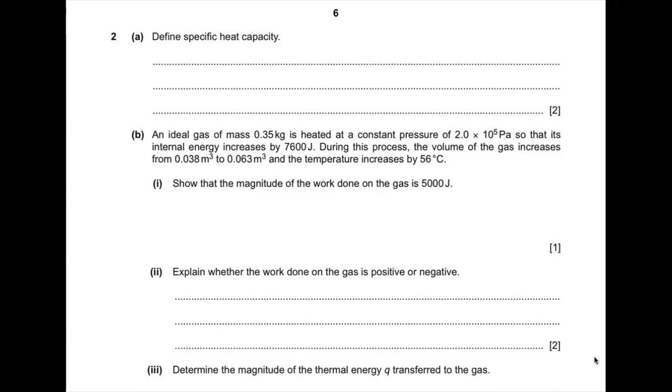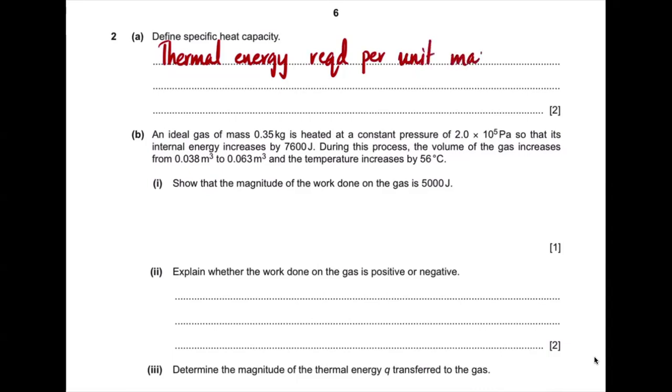2a defines specific heat capacity. So this is the thermal energy required per unit mass per unit temperature change or rise. Both of these are correct.